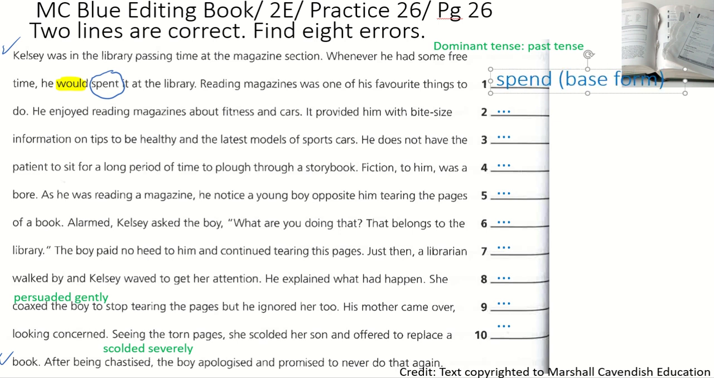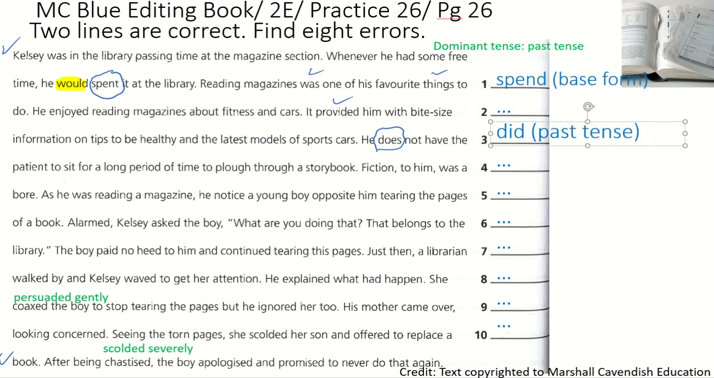Next. Reading magazines was one of his favorite things to do. I realize that this is one thing, so was is correct. He enjoyed reading magazines about fitness and cars. It provided him with bite-sized information on tips to be healthy, and the latest models of sports cars. Provided is correct. Then, he does not have the... does, this is describing a past event. So the past tense of does is did, D-I-D. So I write past tense.